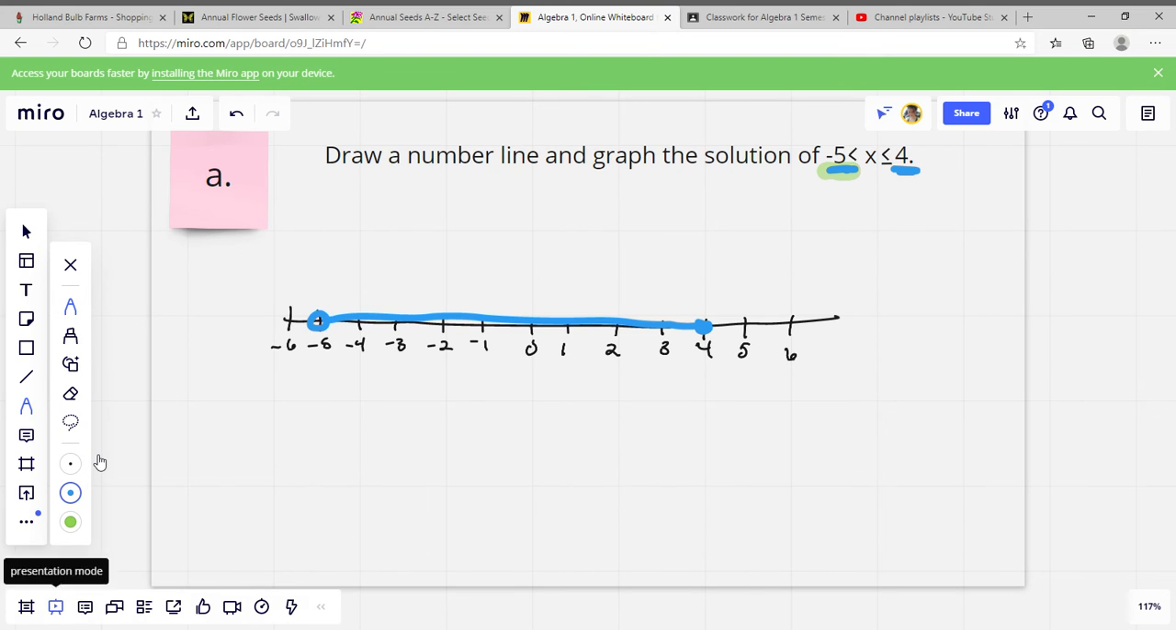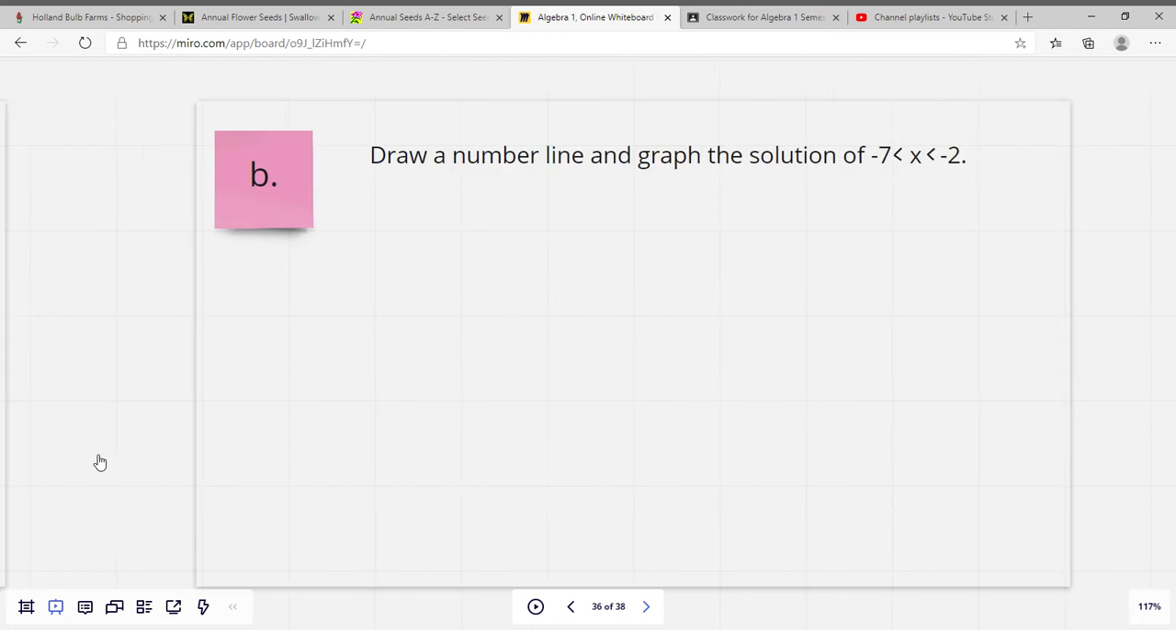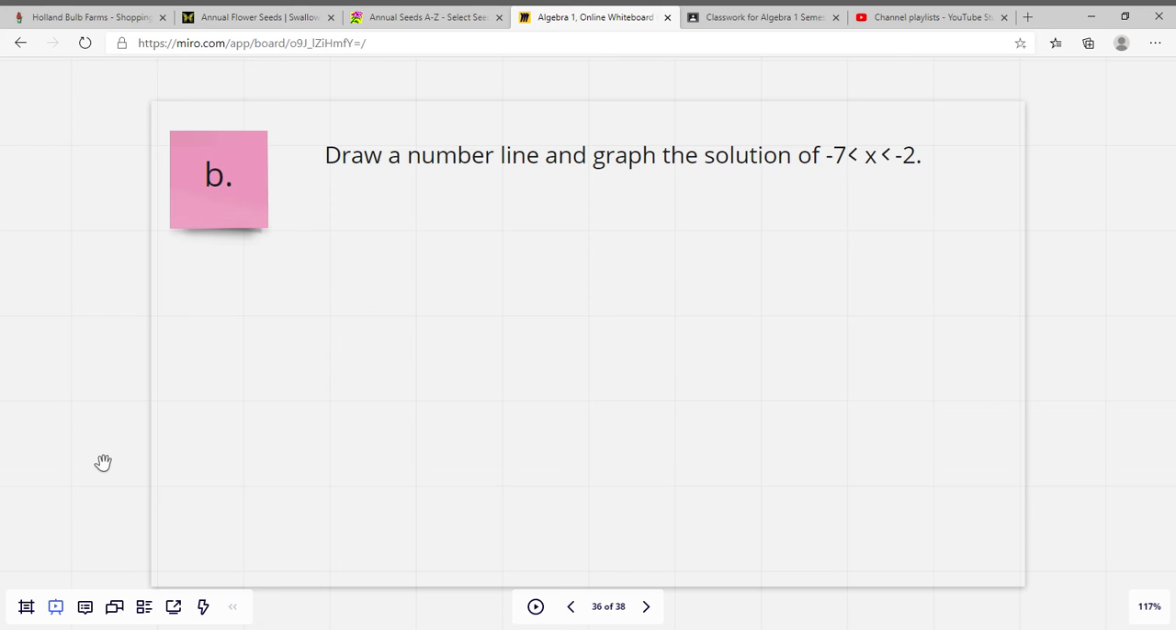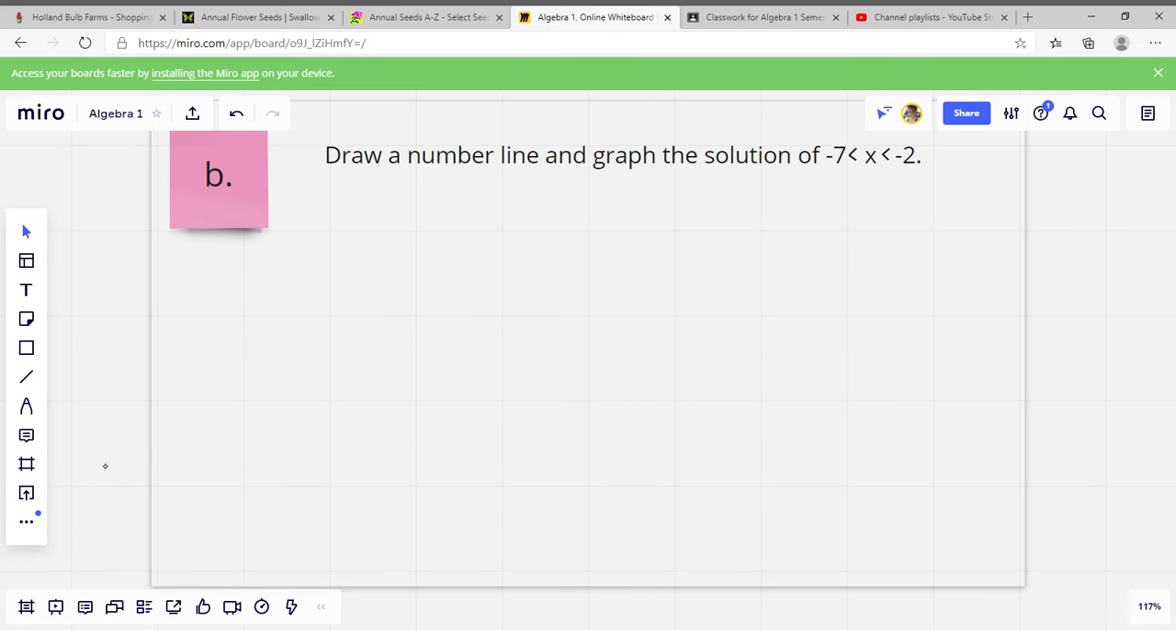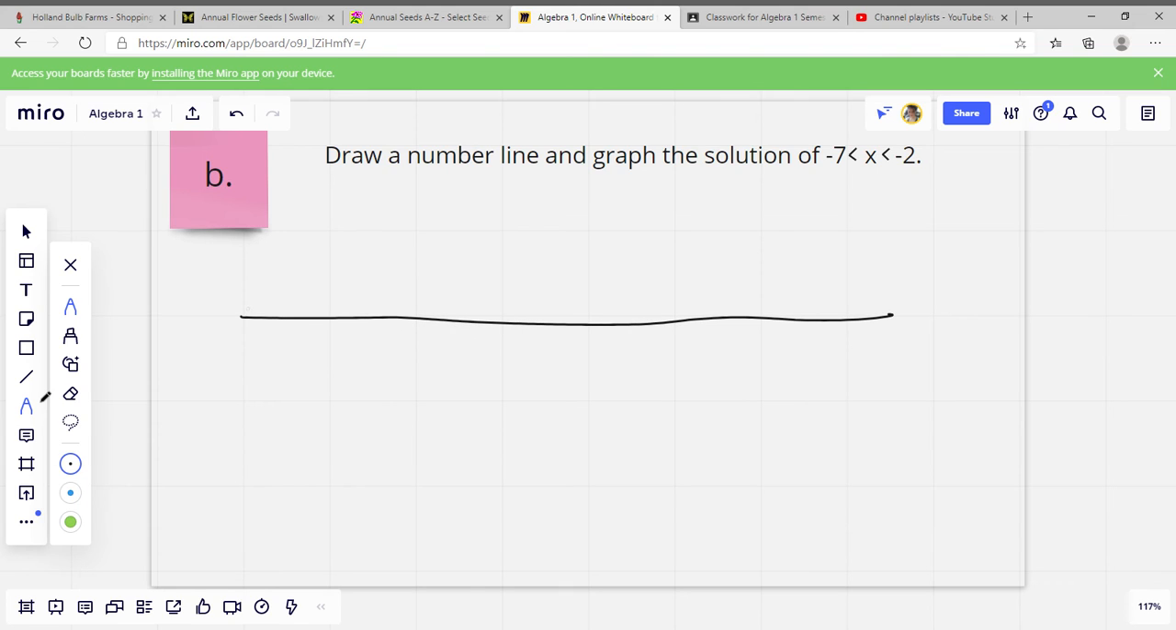All right. Next problem. B. Draw a number line and graph the solution of -7 is less than x, which is less than -2. All right, so on this one, I'm just going to draw my number line, and I'm going to do -8, -7, -6, -5, -4, -3, -2, -1, 0, 1, 2. I don't have to keep going because I'm stopping at -2.